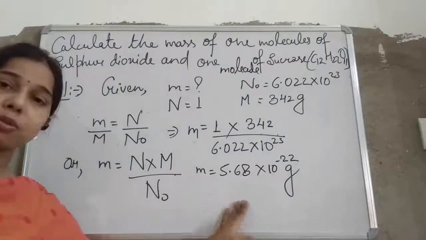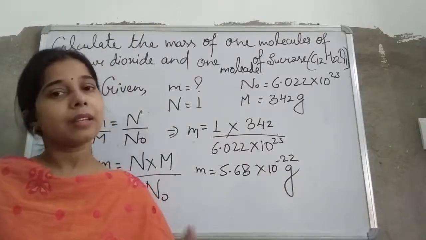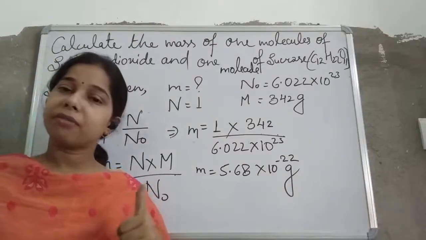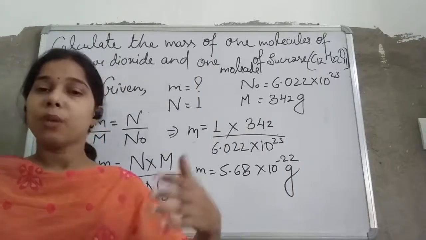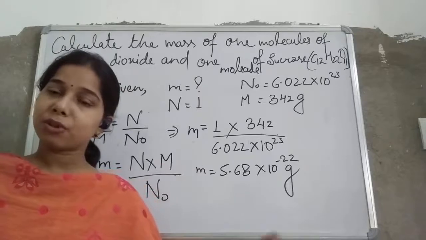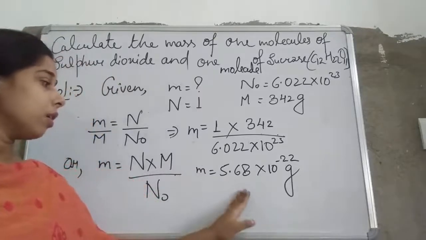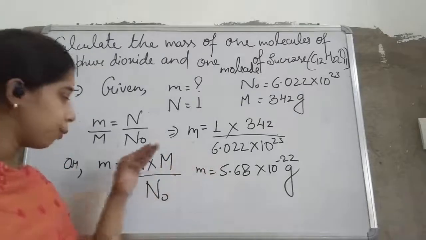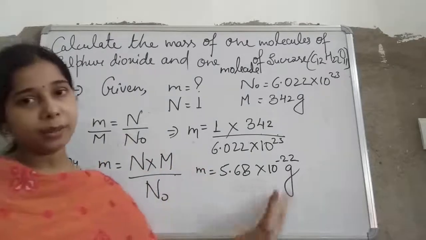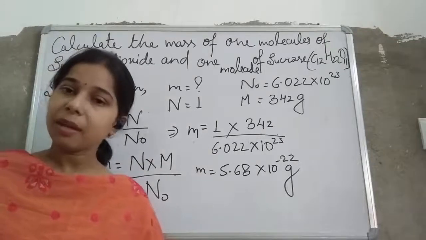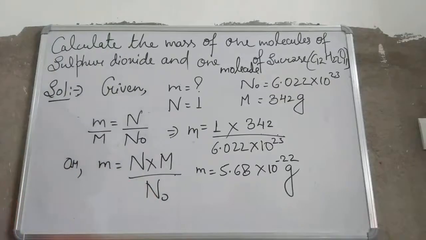So by this you are able to find the mass of any given compound. If we have to find the mass, we know the number of molecules, we know Avogadro's number itself, and the molecular mass we can find by ourselves. Then it will be very easy to use this formula, put in the values and get the mass of the given compound. Now we will see the next question.